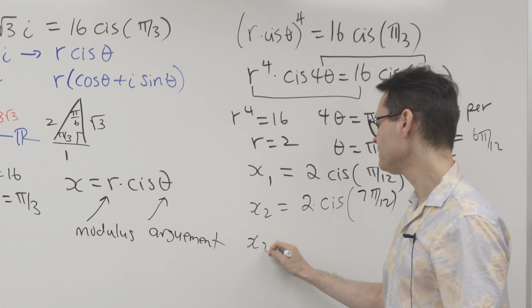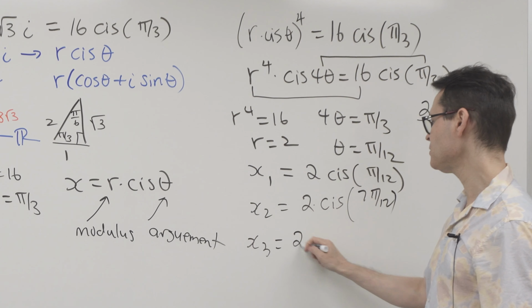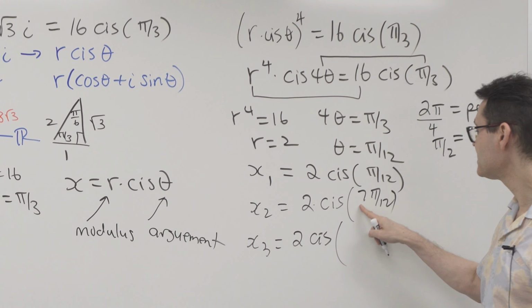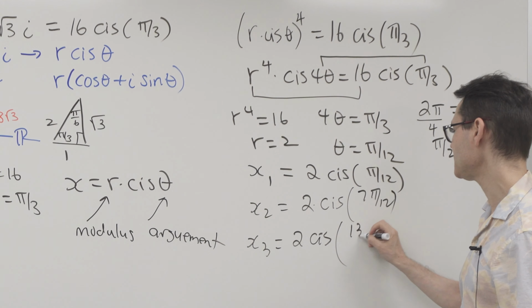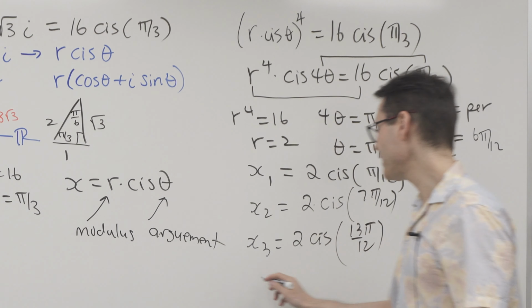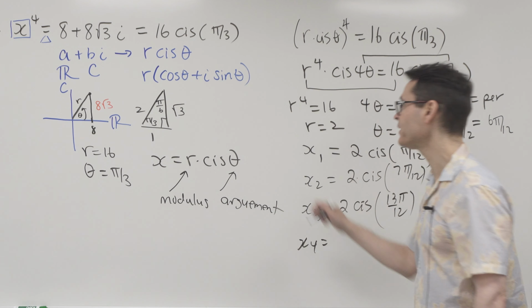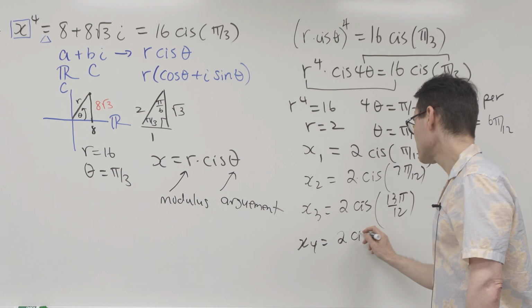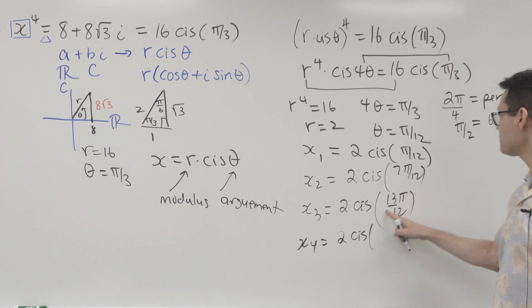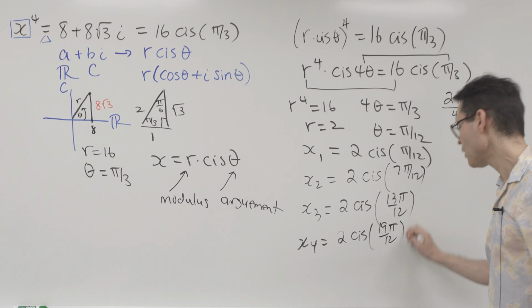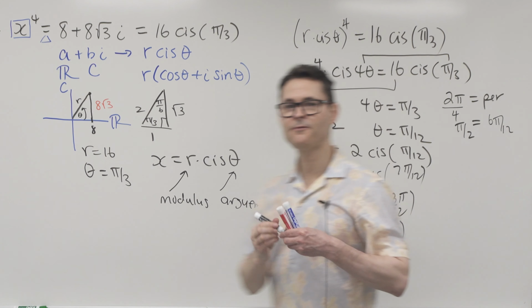And the third one is going to be 2 cis. Again, we pick up where we left off. 7 plus 6 is 13, so 13 pi over 12. And don't forget the fourth and final one. There are 4, it's degree 4. It's 2 cis, again 13 plus 6 is 19, so 19 pi over 12. So those are the 4 answers.